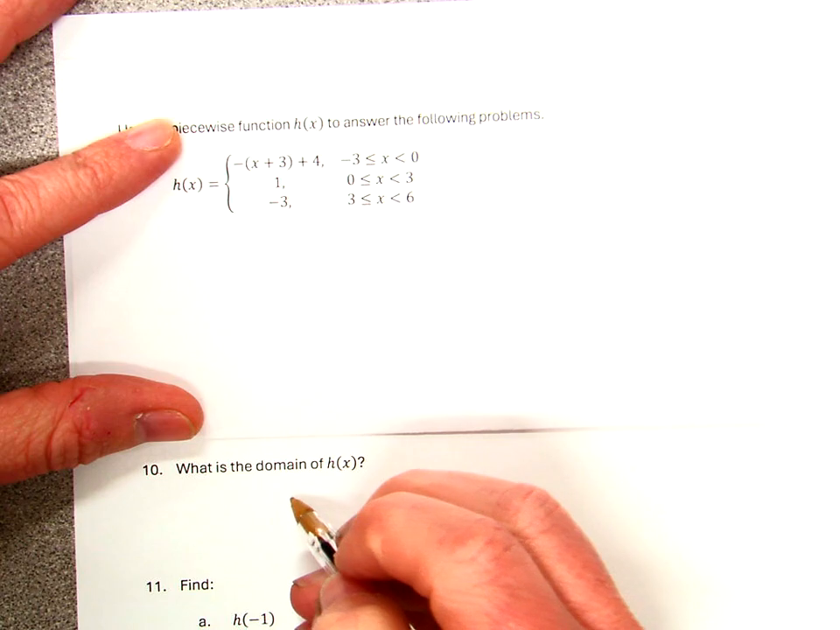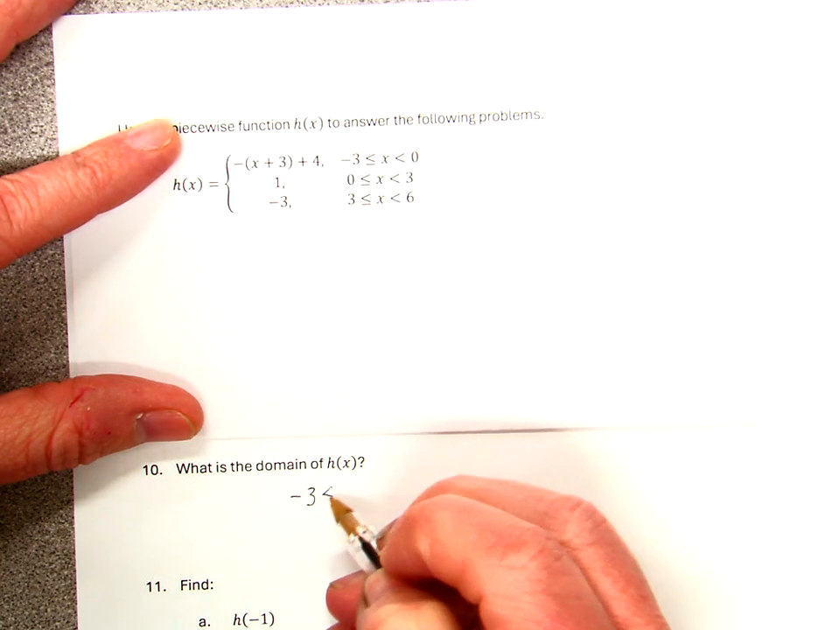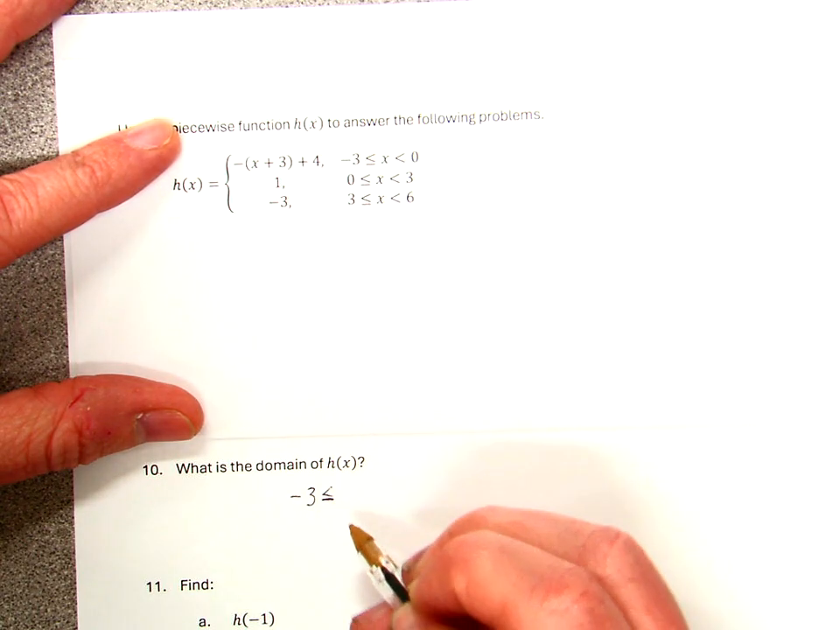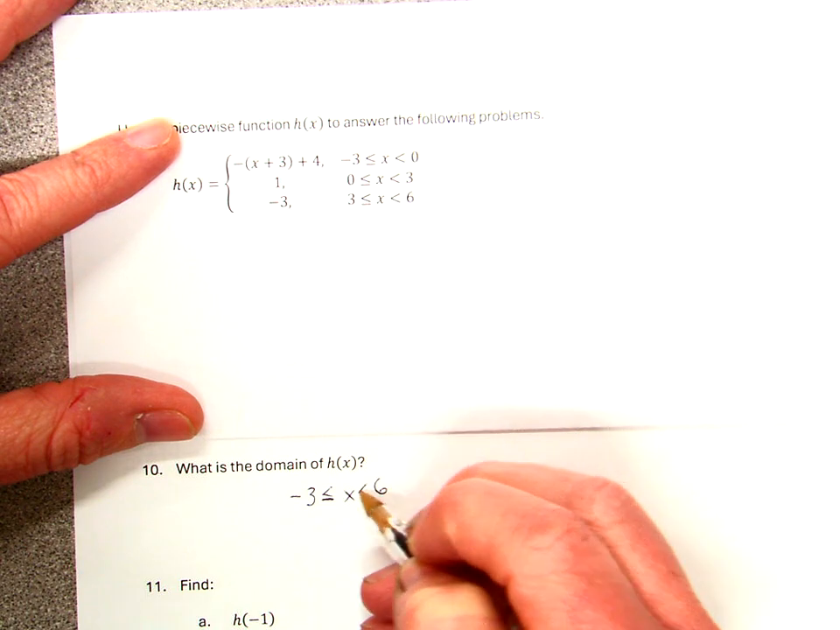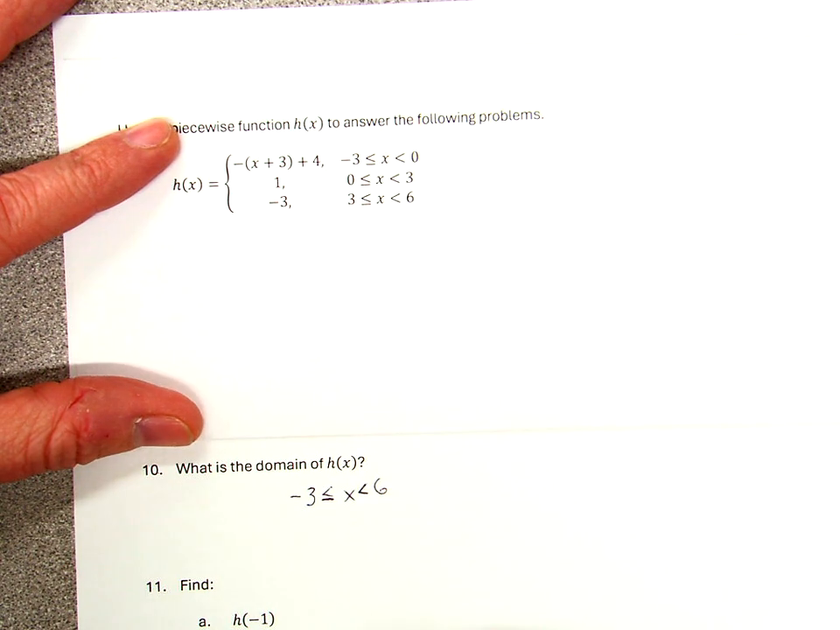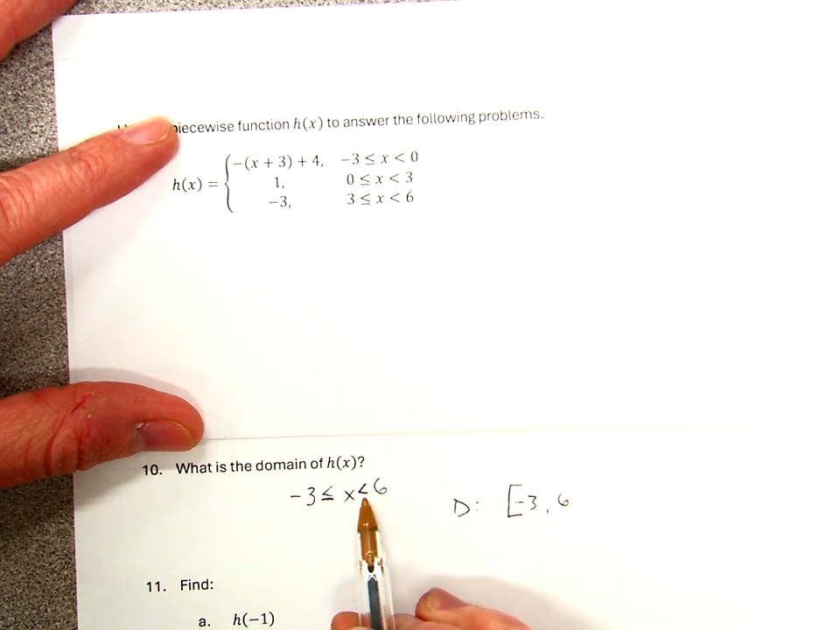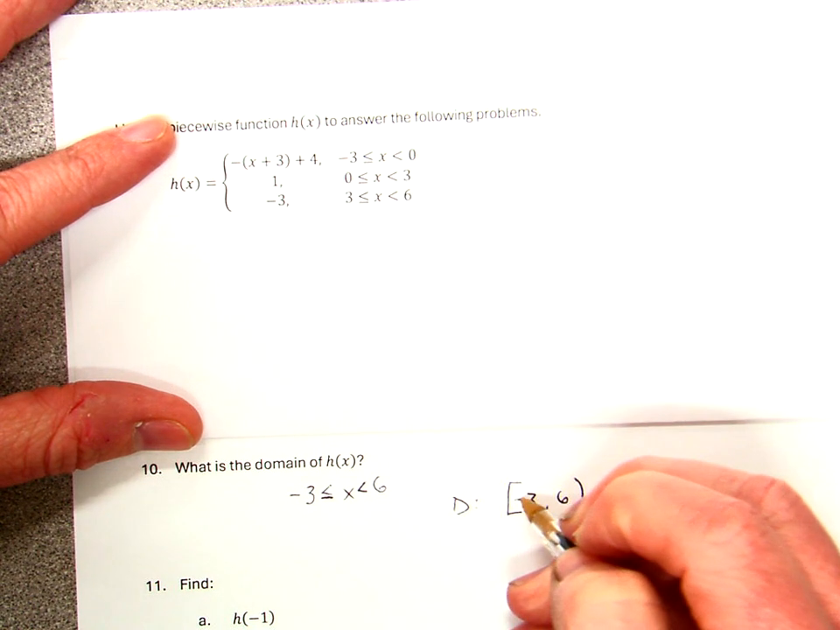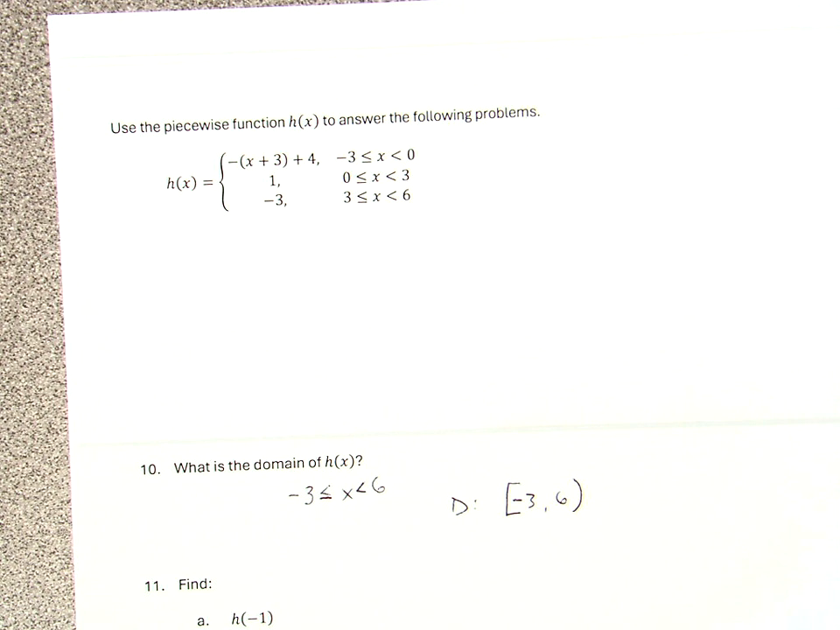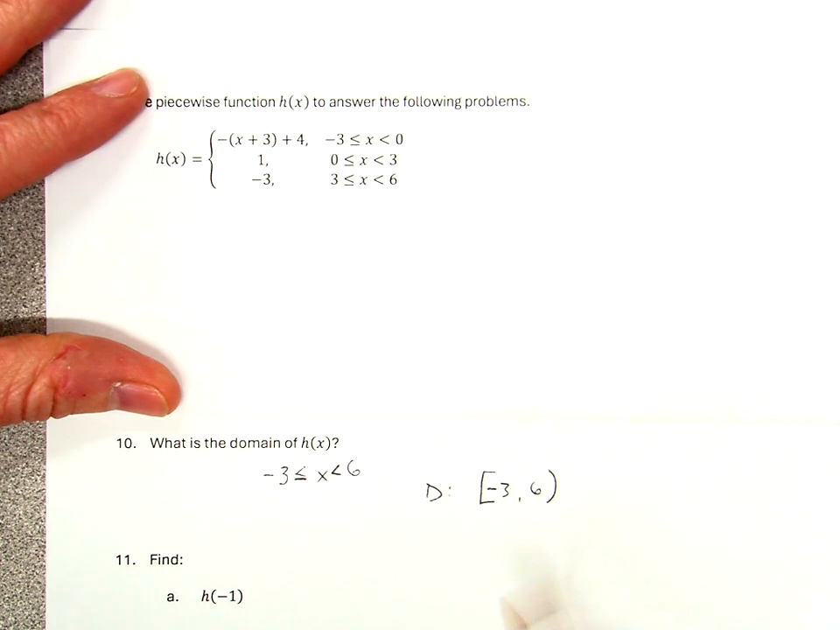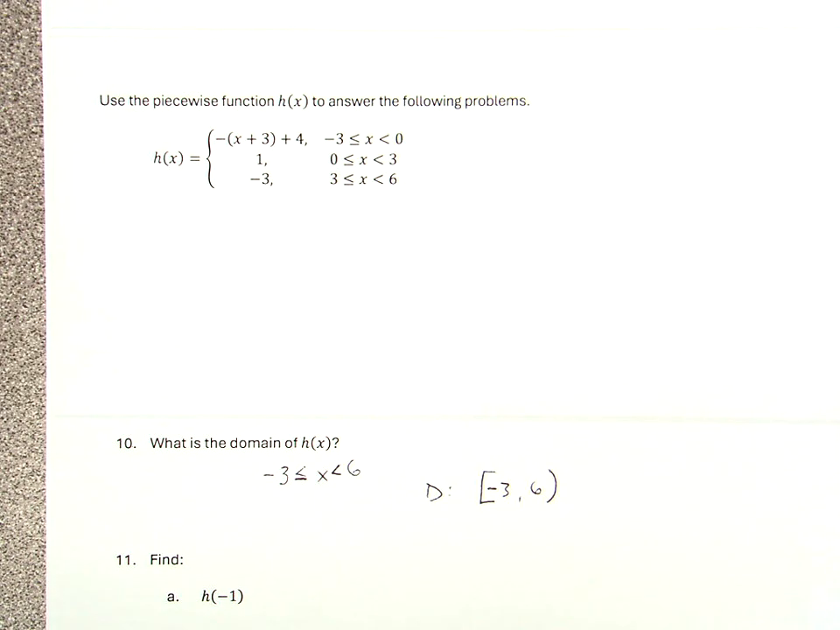So in terms of an inequality, we can say -3 is included, up to 6, but 6 is not included. If we wanted to write it as an interval, it would go from -3 to 6. -3 would have a bracket because it's included. 6 would not have a bracket because it's not included. We would put a parenthesis on that. So we can write it as an interval with the parentheses and the brackets where we need to, right?